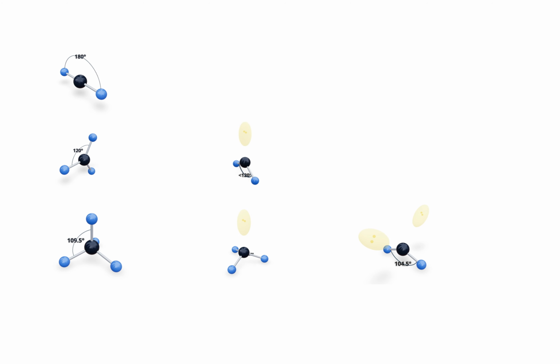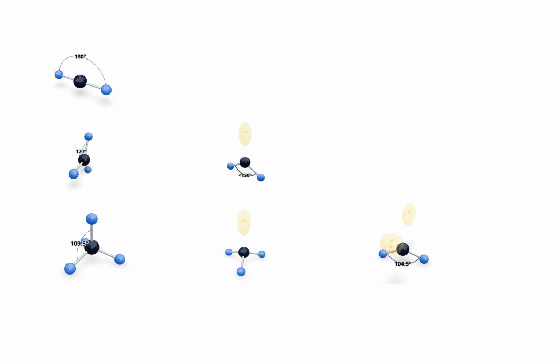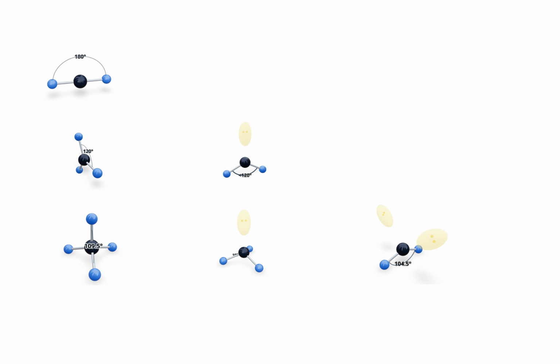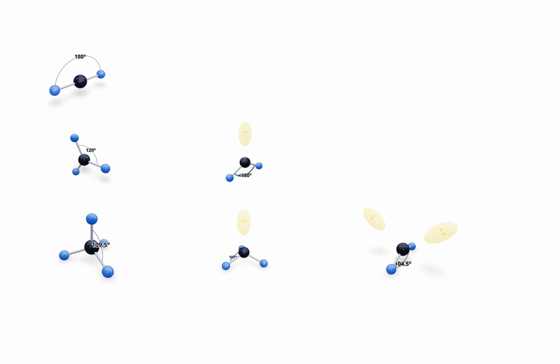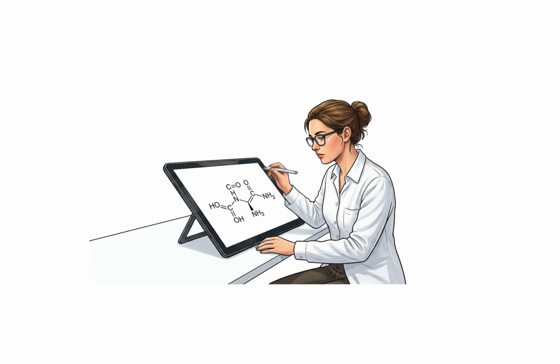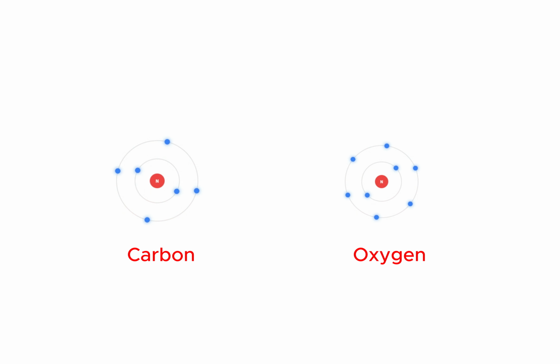Before diving into VSEPR theory, we first need to learn how to draw a Lewis structure. This is because to figure out the 3D shape of a molecule, we must start by drawing its 2D layout. The very first thing to do is to check the valence electrons of the atoms. Shall we take a look at the video on the screen?